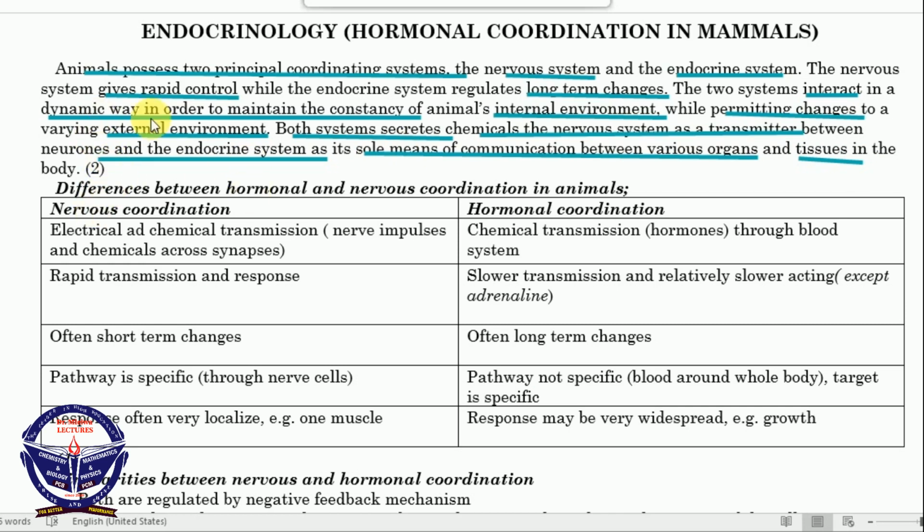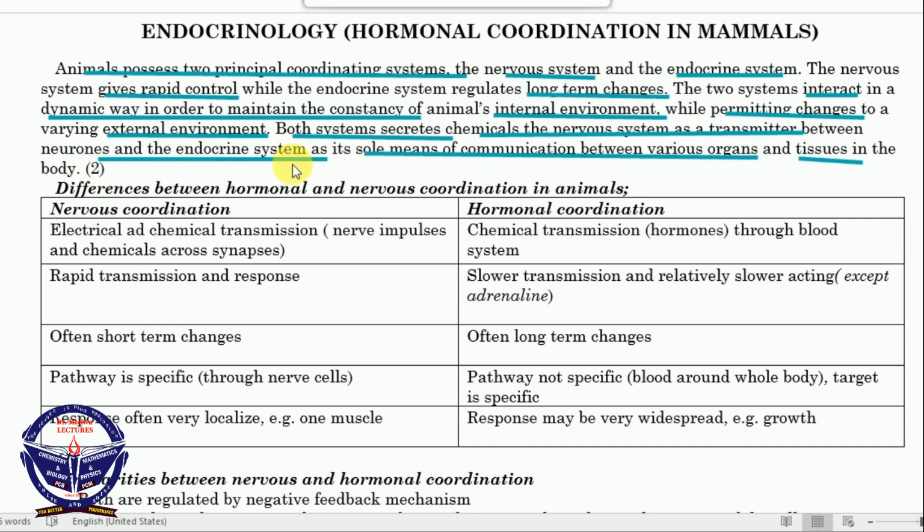So kwenye hizi notes ukiona kuna reference imeandikwa namba 2, that is Understanding Biology. Reference namba 1 is Biological Science. Na tutaenda kuziona reference books huko mwishoni.